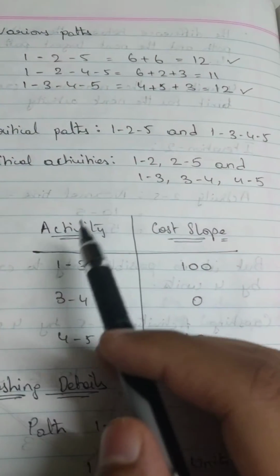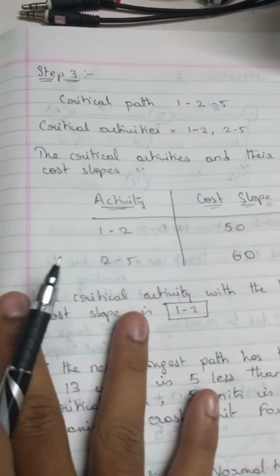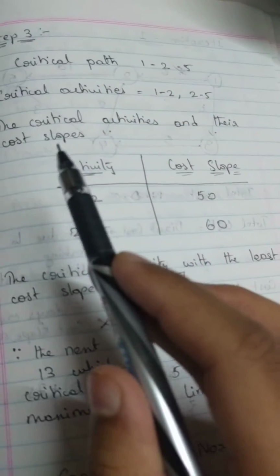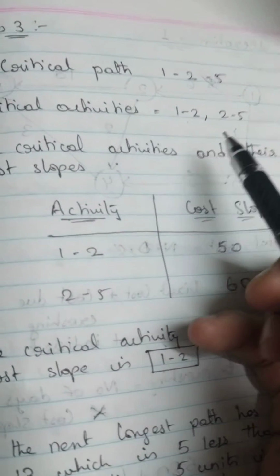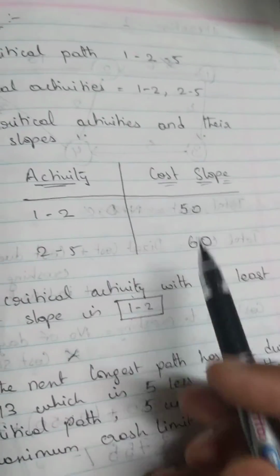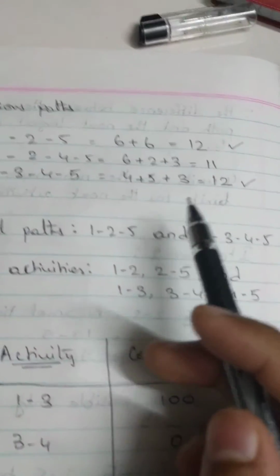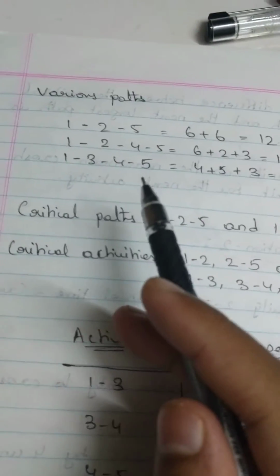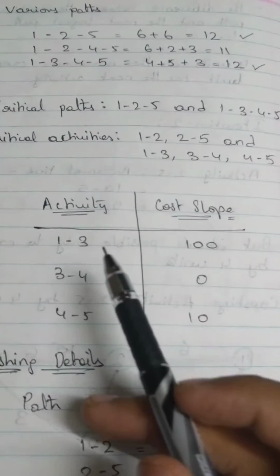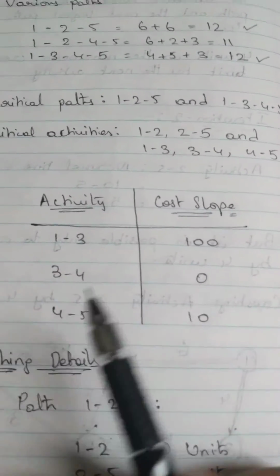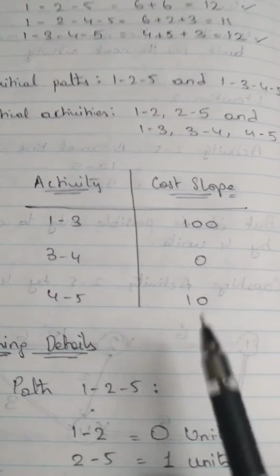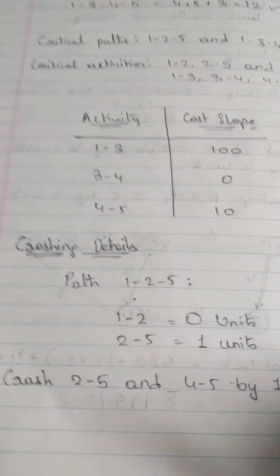First thing is first, let's go ahead and figure out the activity cost slope, just as we had done before. As you can see in the step right here, the first thing that we had done was we had divided the critical path into critical activities and we had written the cost slopes down. So similarly, for the new critical path right here, 1 to 3, 3 to 4 and 4 to 5, we are going to be writing down their cost slopes. 1 to 3 is going to be 100, 3 to 4 is going to be 0 and 4 to 5 is 10. Okay. And now let's go ahead and look at the crashing details for this project.